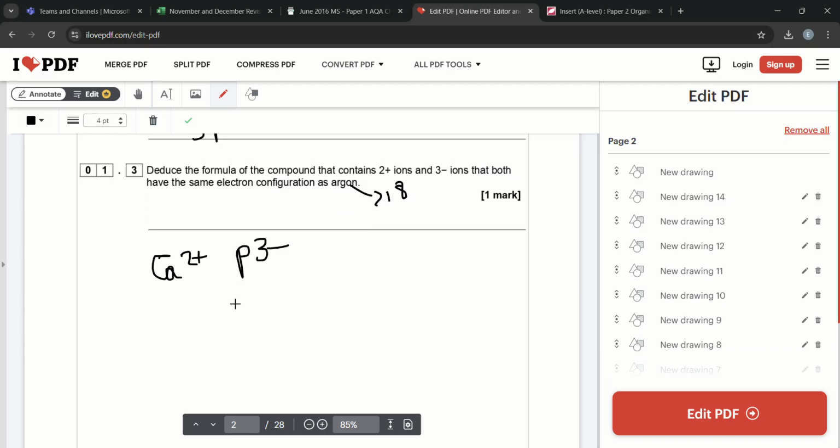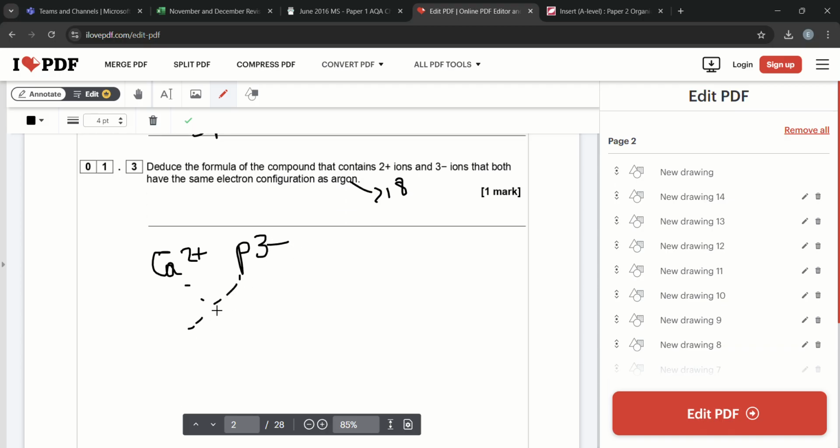And then just use the crisscross method. Swap the charges, so we get Ca3, and that's going to be P2 as your final answer. Ca3P2.